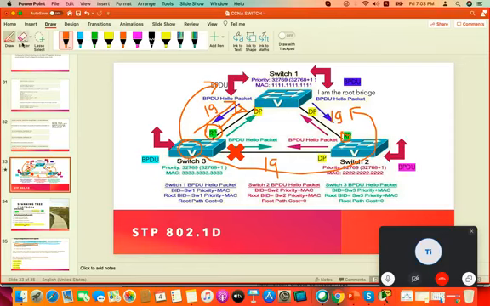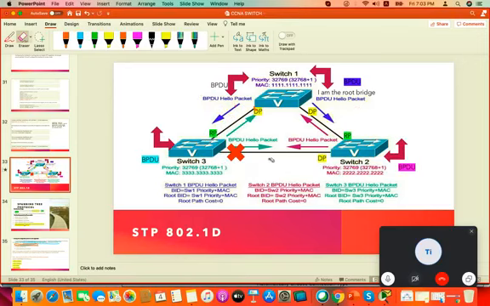Now let's talk about the remaining two ports. The remaining two ports are the designated ports. Now the remaining ports are these two, from switch 3 to switch 2. Our main target is to block one port to stop the loop, correct? So which port will become a designated port and which port will become a block port?